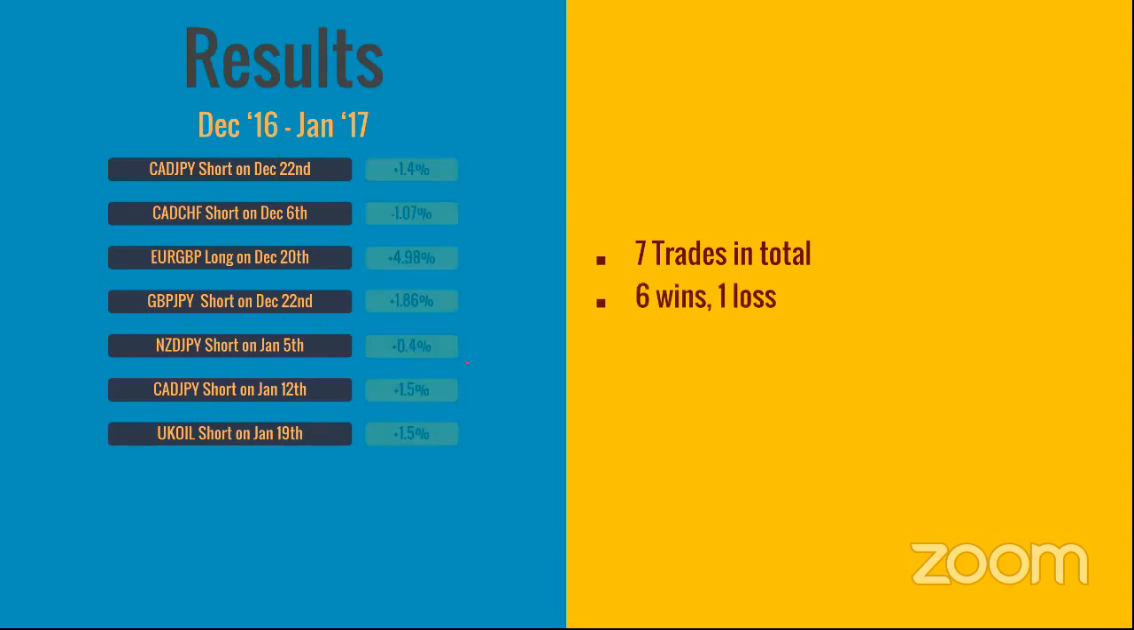So what are the facts there? Of all the trades, 6 of them were wins, 1 of them was a loss. And these are the results. Plus 1.4% for CAD yen, negative 1.0% for CAD Swiss. So that was a loss. Plus 4.98% for Euro pound, plus 1.86% for pound yen, plus 0.4% for Kiwi yen, plus 1.5% for CAD yen, and plus 1.5% again for UK oil. So out of that, 6 wins, 1 loss. This loss here is negative 1.07.